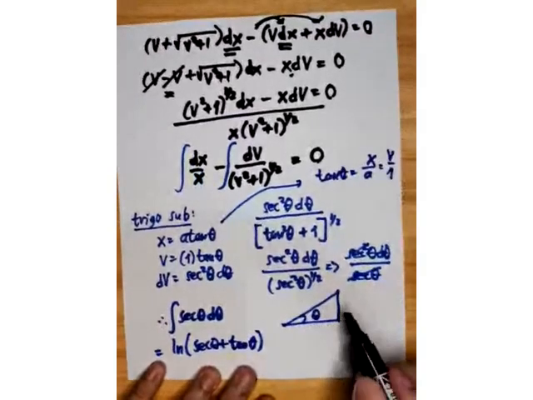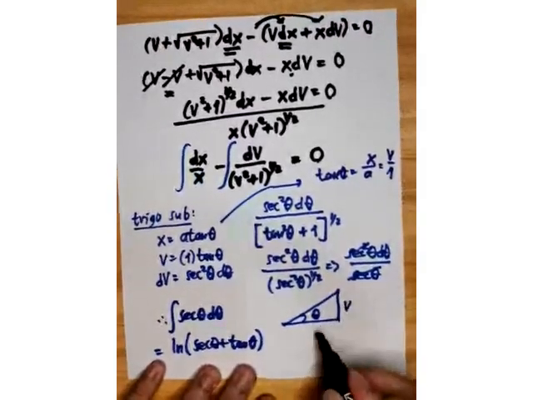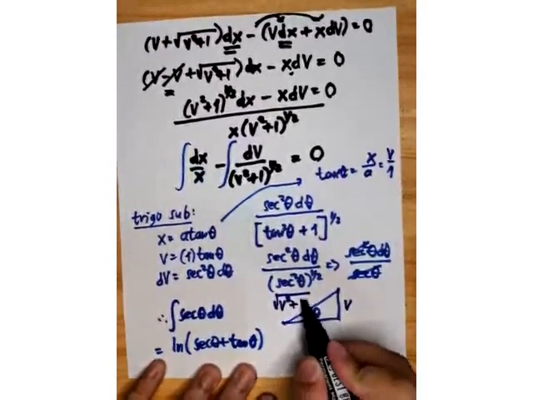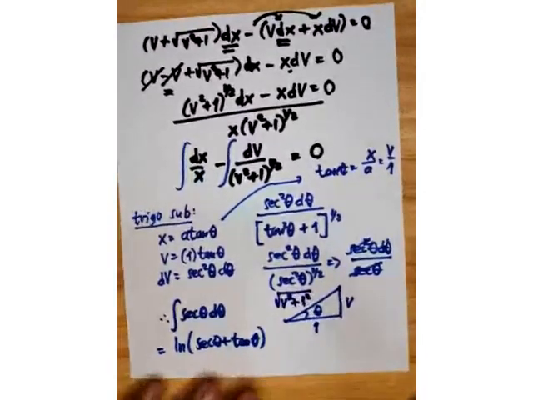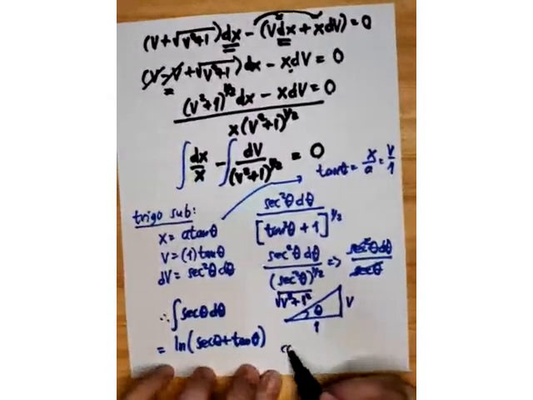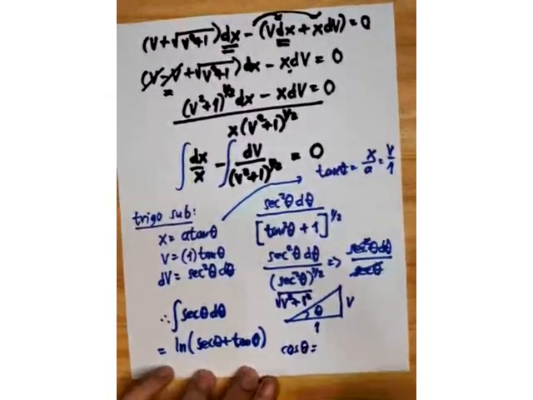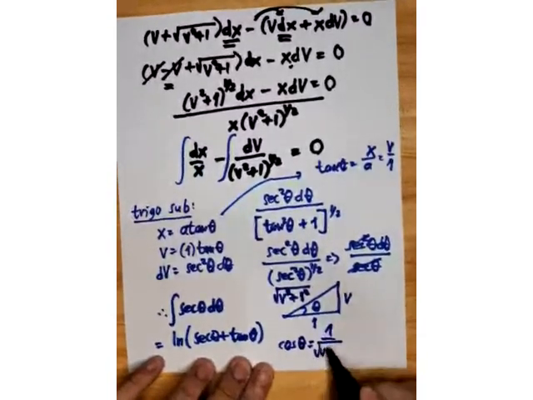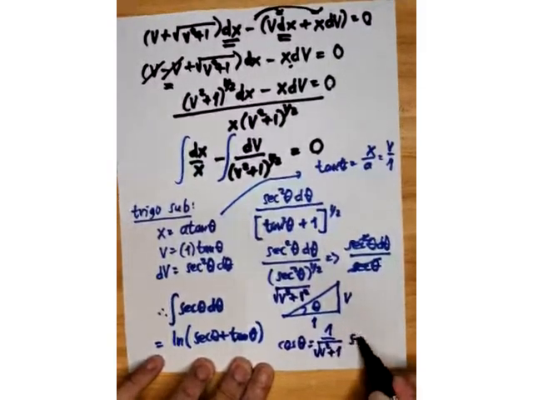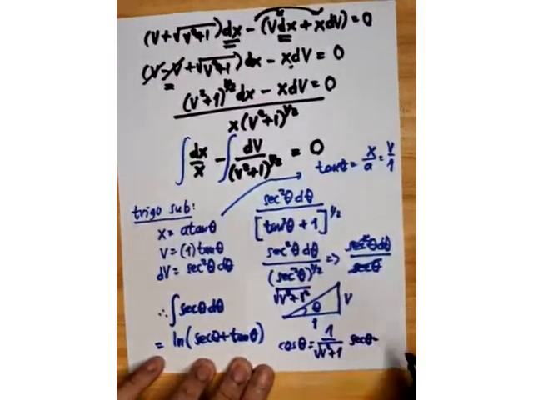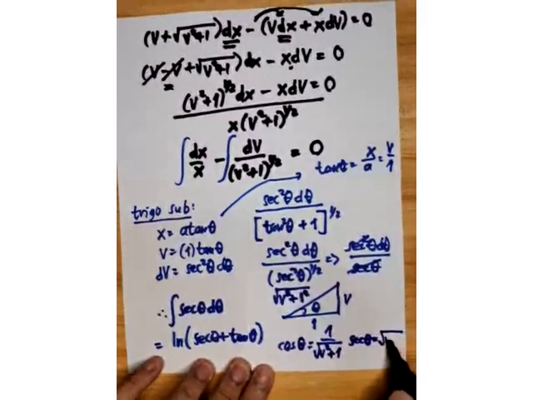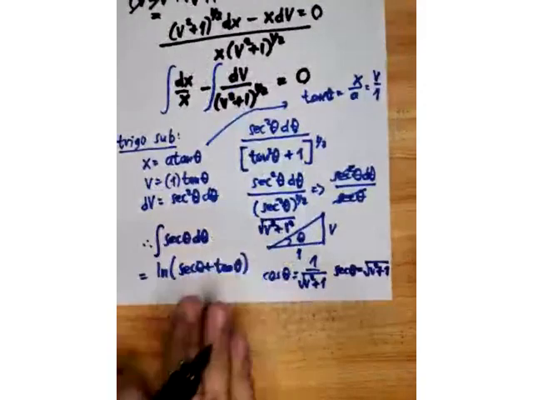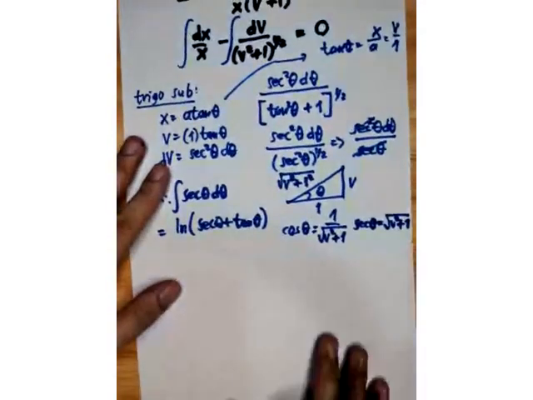So kung tangent yan, TOA, opposite over adjacent. And the hypotenuse will be the square root of v squared plus 1 squared. We want secant, so that means we want cosine. So cosine theta is SOHCAHTOA, adjacent over hypotenuse. So that's 1 over the square root of v squared plus 1. But we need secant, so just inverse that. So that will be the square root of v squared plus 1. Okay, so that means we're almost done.